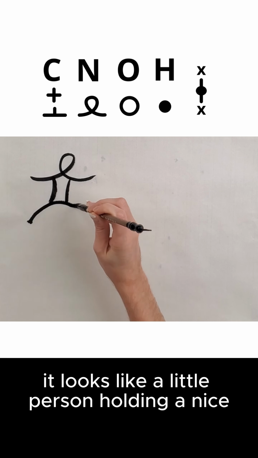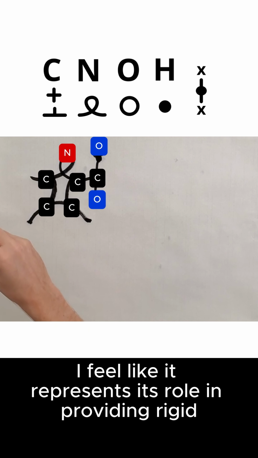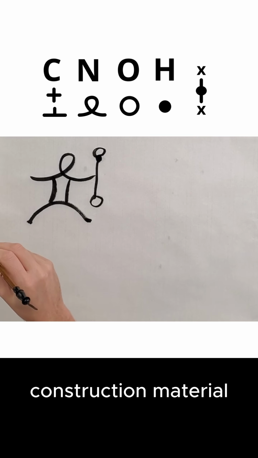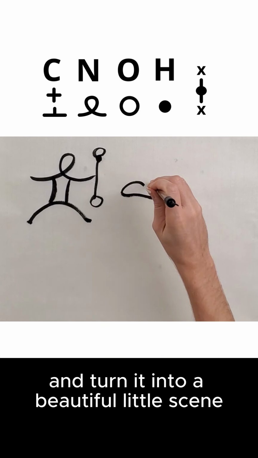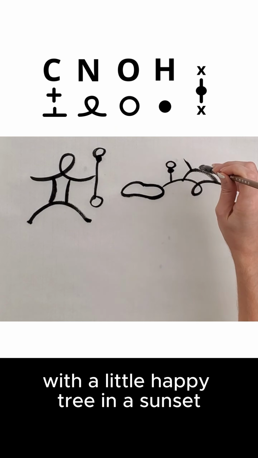It looks like a little person holding a nice straight stick. I feel like it represents its role in providing rigid construction material. Let's Bob Ross the proline and turn it into a beautiful little scene with a little happy tree and a sunset.